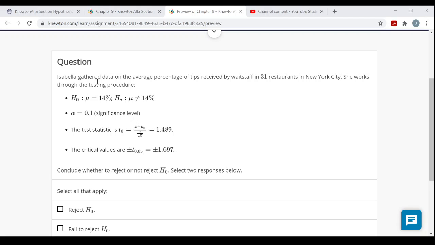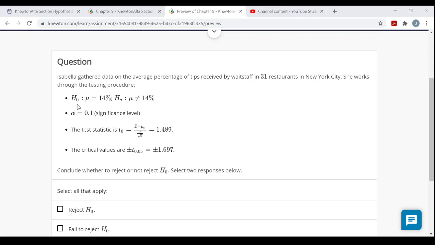Alright, so Isabella gathered data on the average percentage of tips received by waitstaff. This is similar to the first question I did on this objective, another percentage of tips received by waitstaff, but this is in New York City and not Chicago. Isabella gathered data on the average percentage of tips received by waitstaff in 31 restaurants in New York City. She works through the testing procedure.